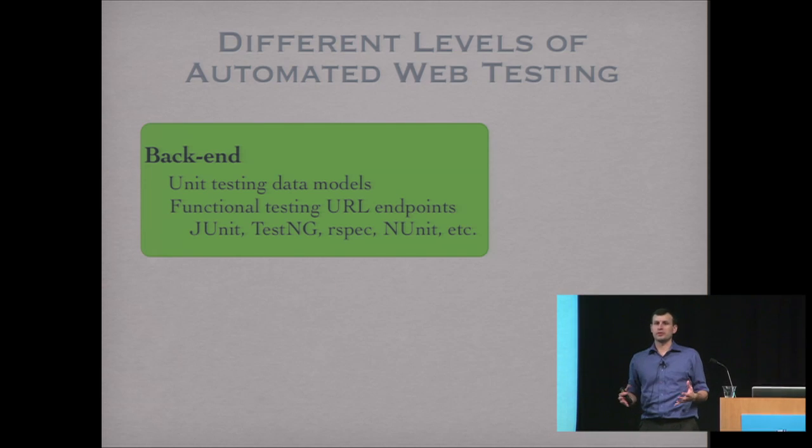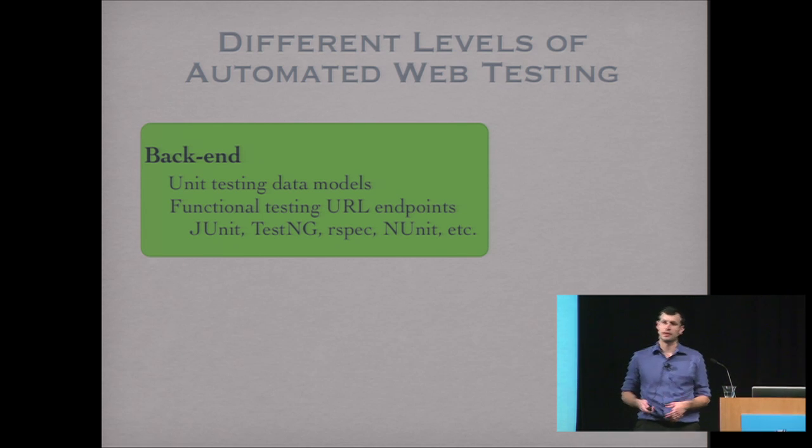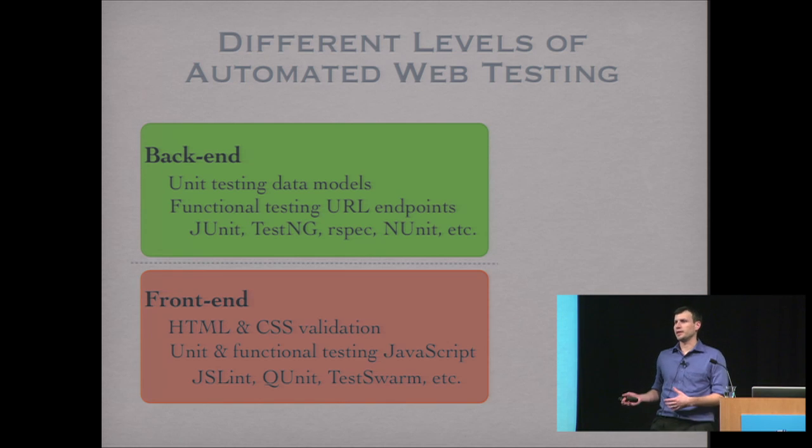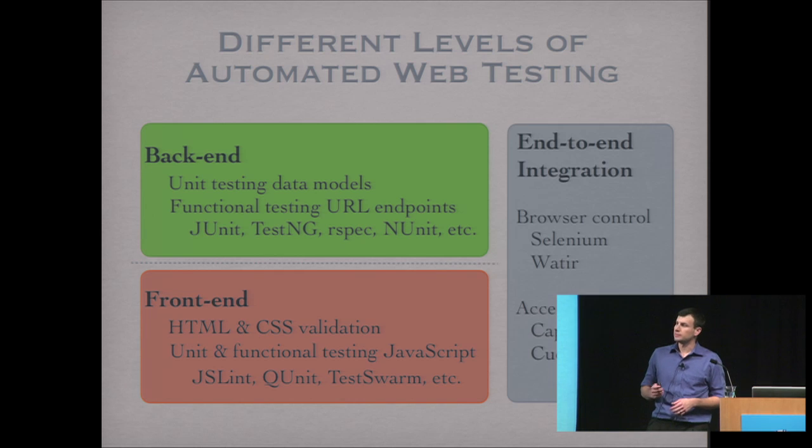So web testing is a pretty diverse space, but automated web testing basically falls into one of three categories. You have your back-end testing, typically unit testing your data models, functional testing your URL endpoints that modify that data. You have front-end, and this usually manifests itself as validating either your HTML or CSS. And more recently, we've been seeing some automated testing of JavaScript. And then we have end-to-end integration testing.